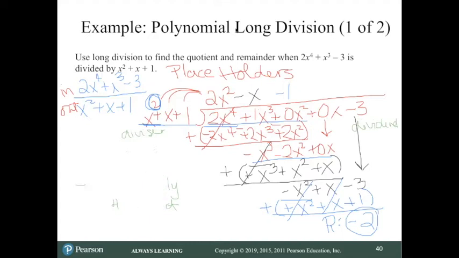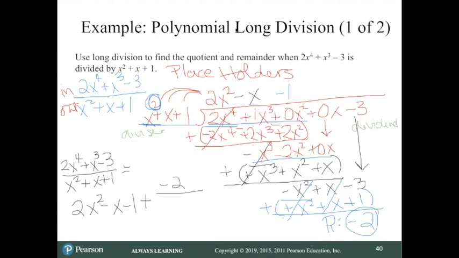Okay, I'm going to go ahead and erase our little division example here and write our answer. So what is our final answer? So we want to find the quotient and the remainder. So we can say 2x to the 4th plus x cubed minus 3 divided by x squared plus x plus 1 equals our quotient, which is 2x squared minus x minus 1, plus the remainder always goes over the denominator. So -2 divided by x squared plus x plus 1.